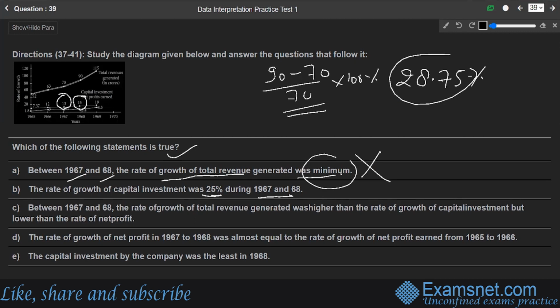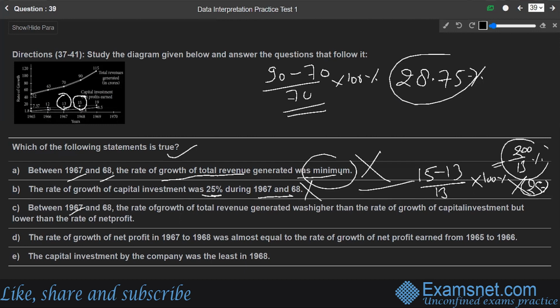If you see the growth, it can be calculated by the increased value minus the lower value, divided by the lower value, into 100%. This is how we calculate the growth of capital investment. If we calculate this, it comes out to be 200 by 13%, which is about 15.4%. It is never 25%. So this is also wrong. This statement is false.